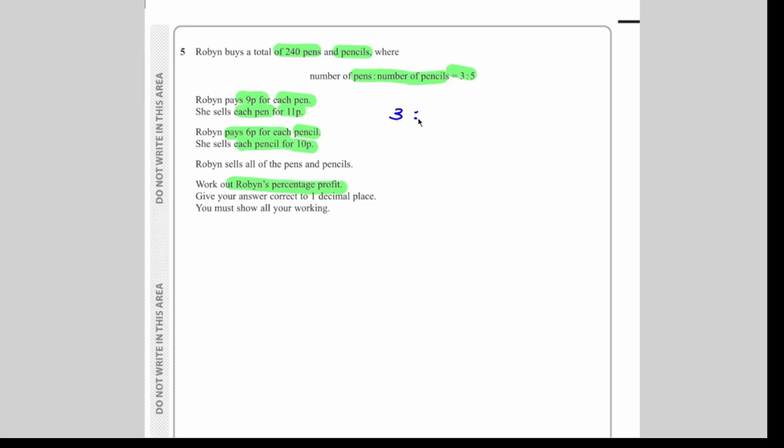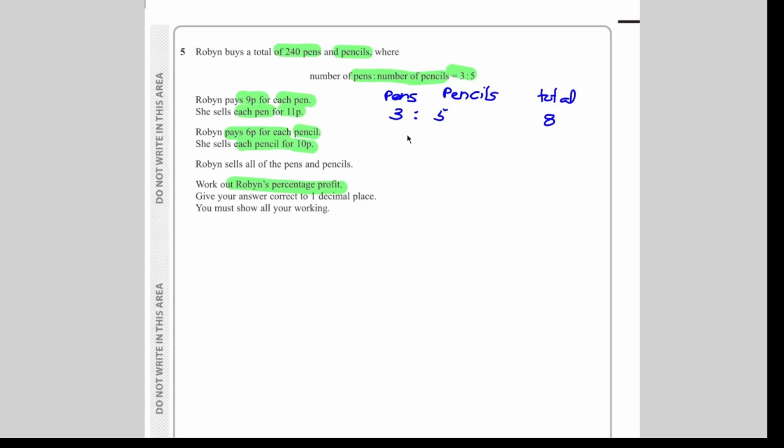Let's write it this way. 3:5 can be written like this. This one represents pens, so let's write pens. This one represents pencils, so let's write pencils here. And 3 plus 5, which is 8, represents the total. Note that this total represents the total ratio parts, not the total number of pens and pencils.